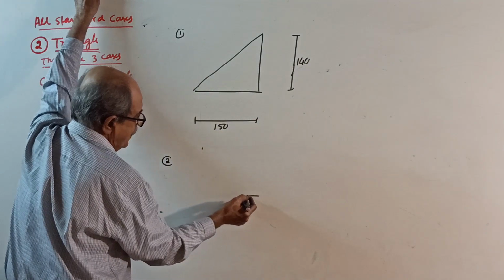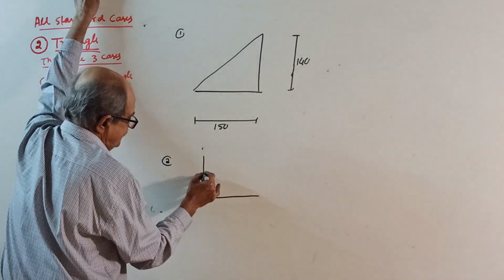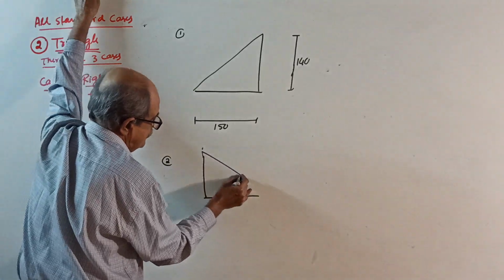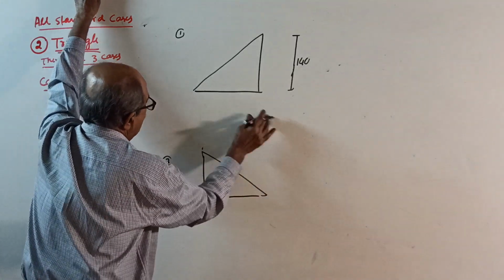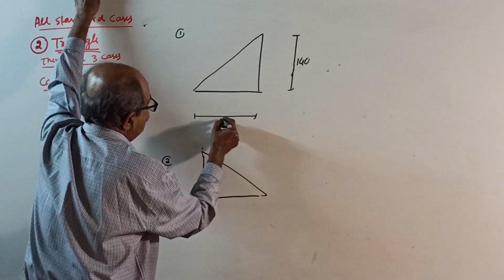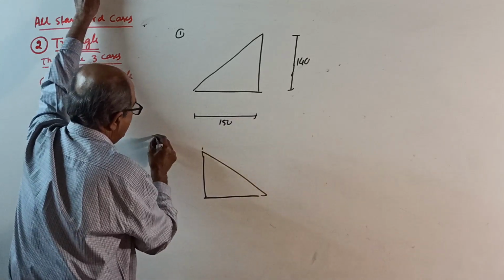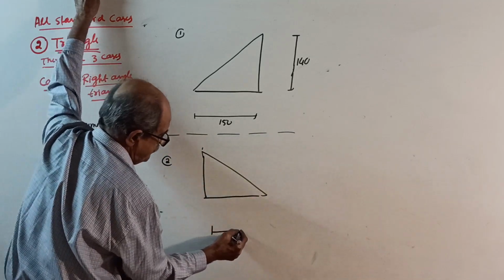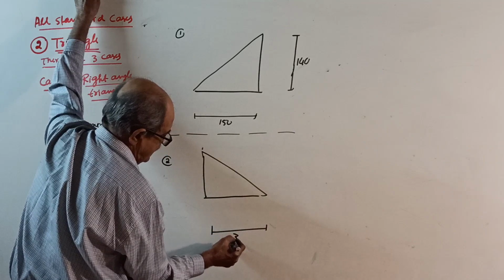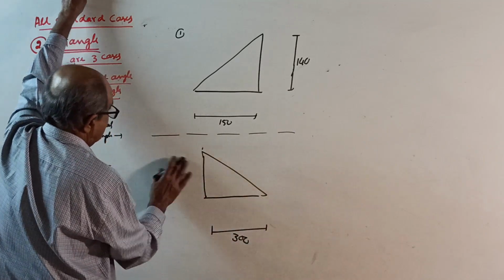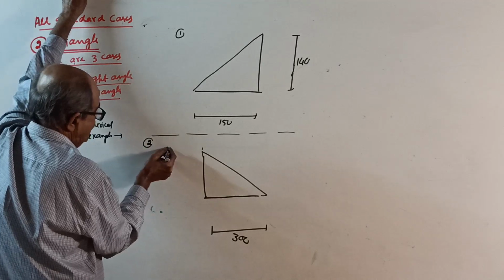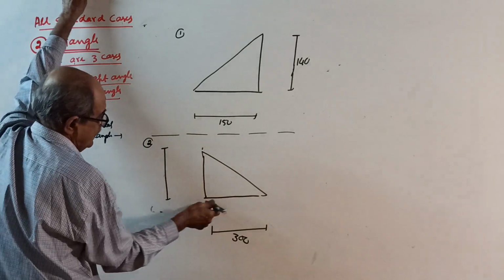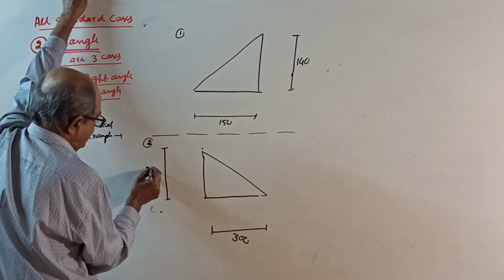I will put it this way. See here, this side. 150 I'll put here now. This is 150. Let me have a dividing line here. Okay, see, side here, 300. Numerical example 2: 300 by this height, anything, say 240. Okay.